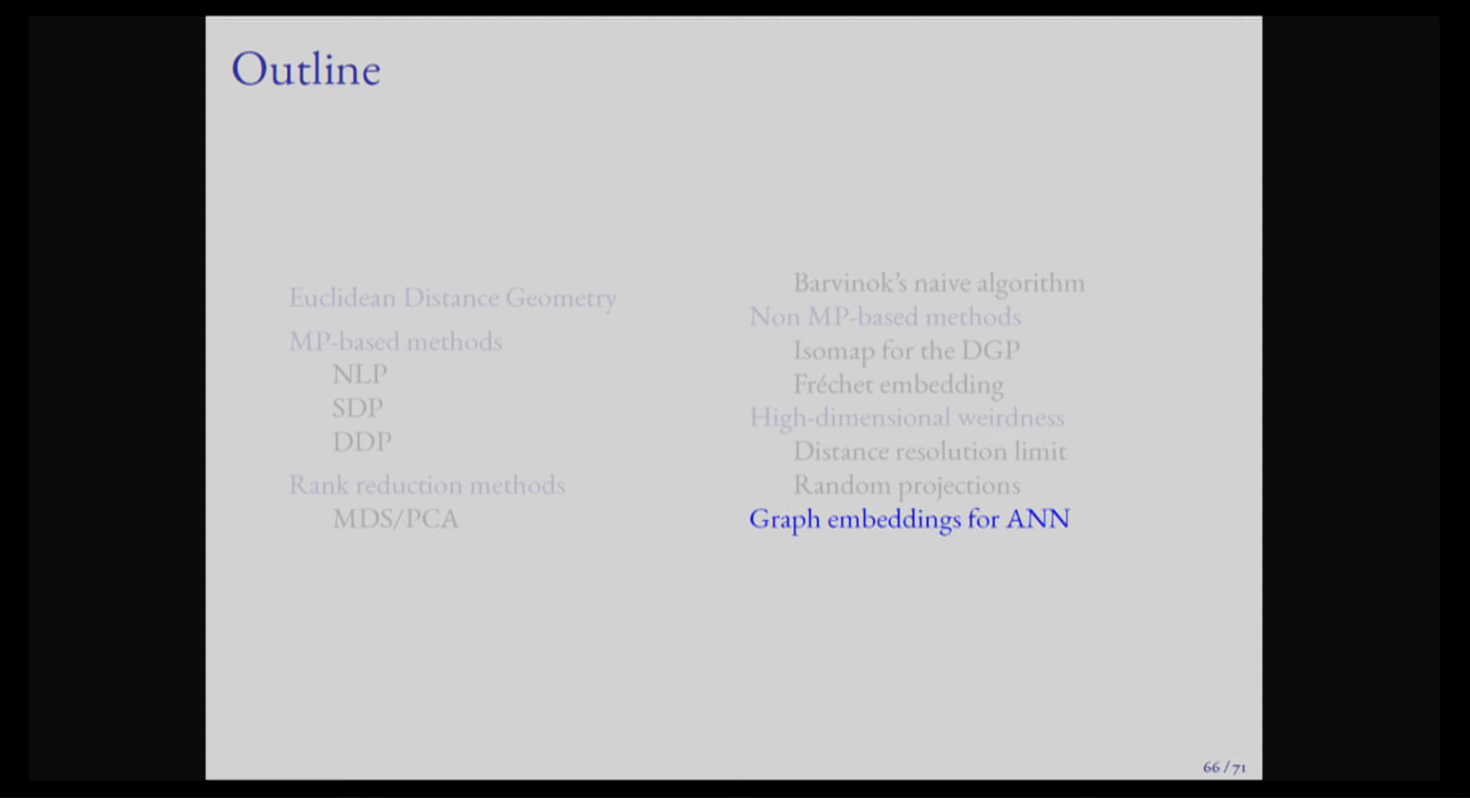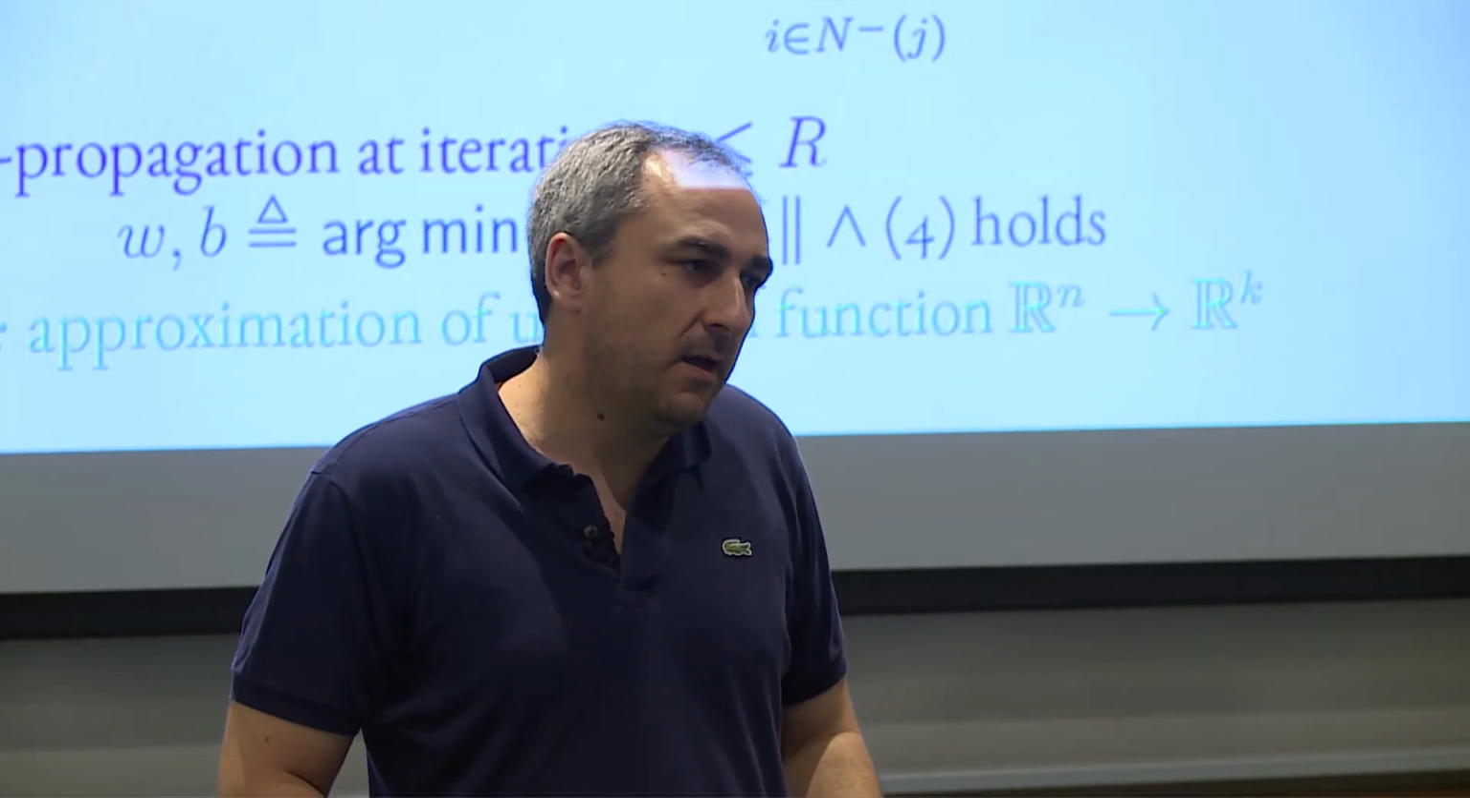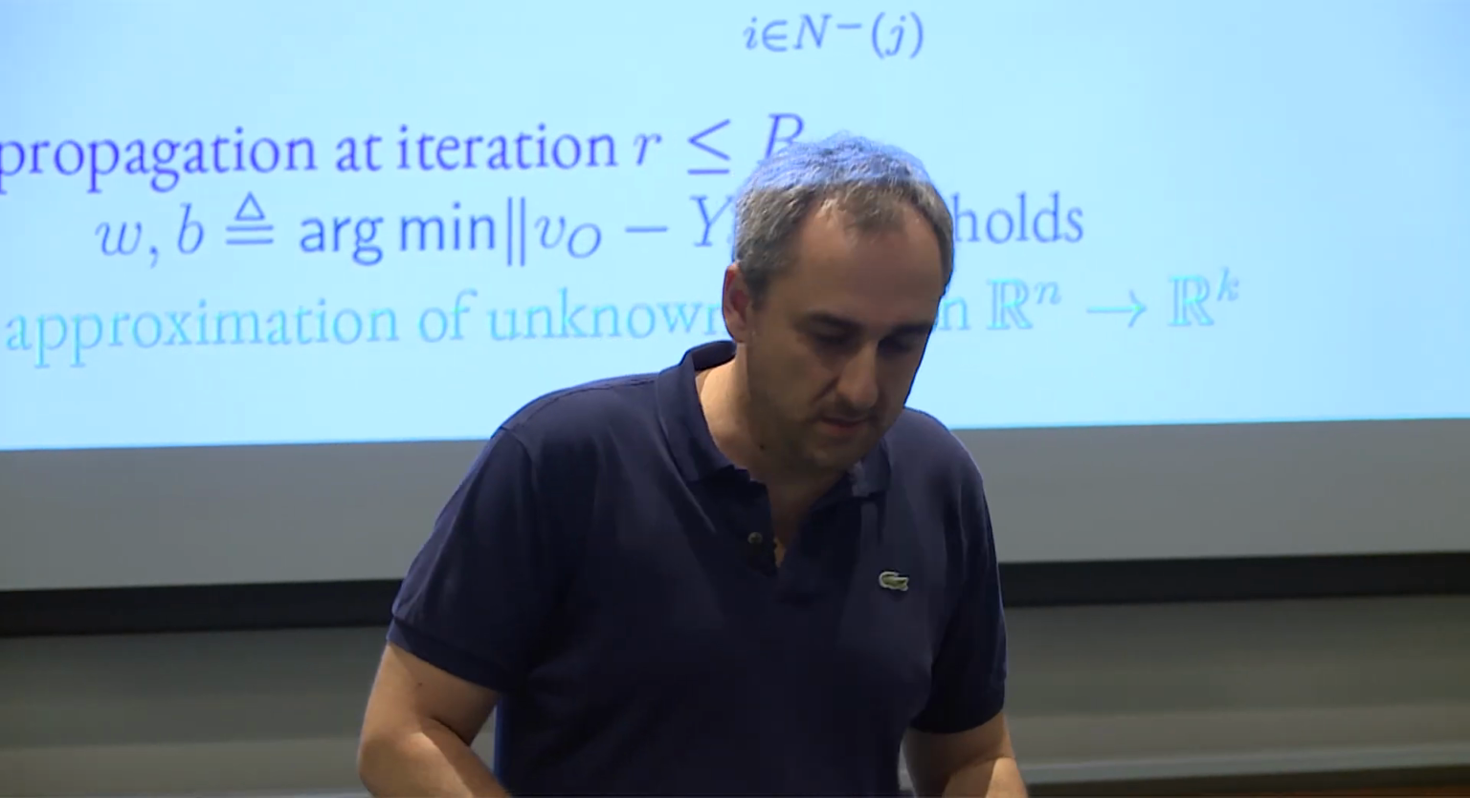Okay, so very last, this is really the conclusion where I wanted to get. I have an artificial neural network, which is basically a dynamical process on a directed acyclic graph. And the nodes that don't have incoming arcs, they are the input nodes. And the nodes that don't have outgoing arcs, they are the output nodes. And then there are weights on the vertices and weights on the edges. There are two sets of weights on the vertices and one set of weights on the edges.